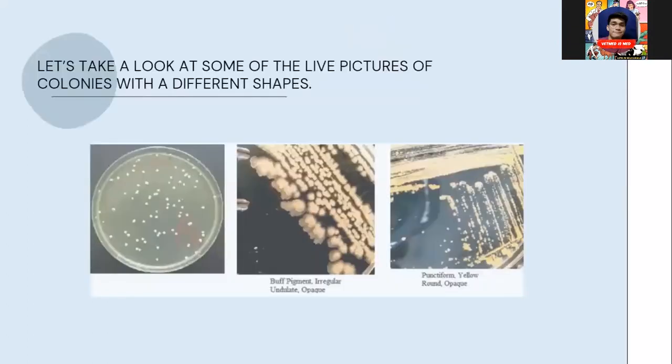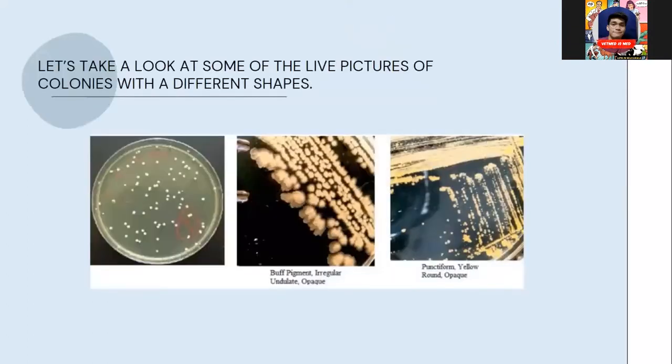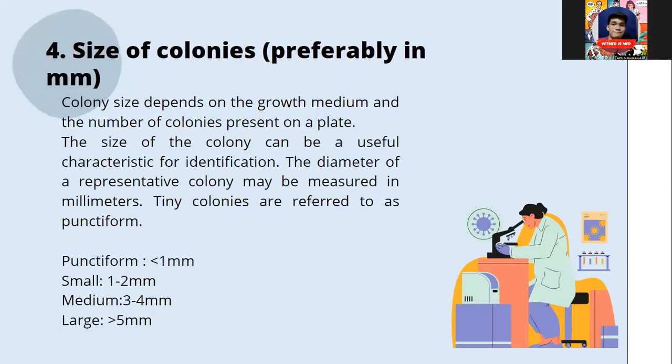Let's take a look at some of the live pictures of colonies with different shapes. We have here, the first picture is circular, the second one is irregular in shape, and lastly, it is punctiform. Now let's proceed to the size of colonies, preferably in millimeters. Colony size depends on the growth medium and the number of colonies present on a plate. The size of the colony can be a useful characteristic for identification.